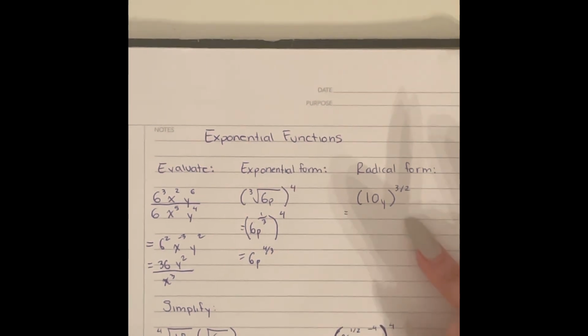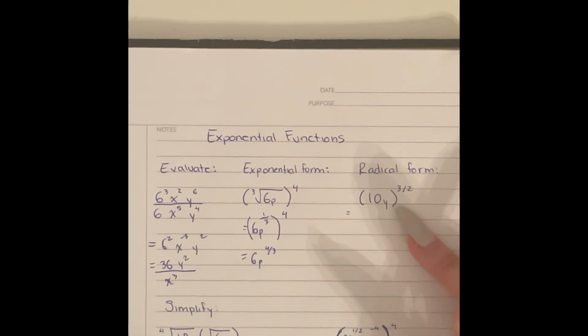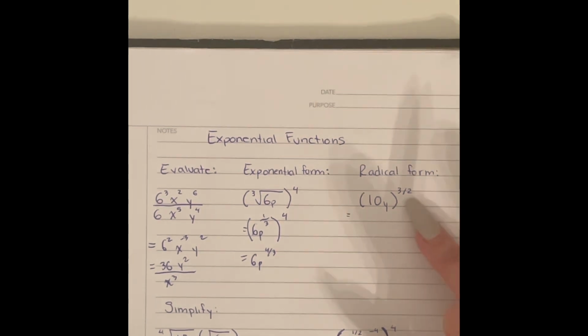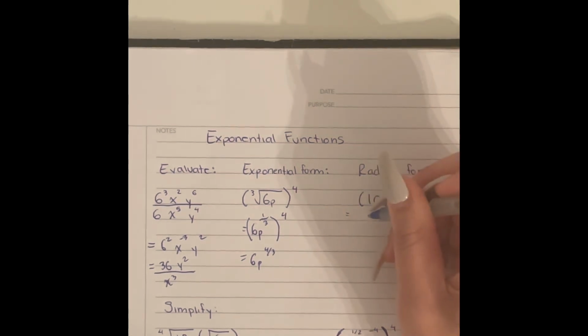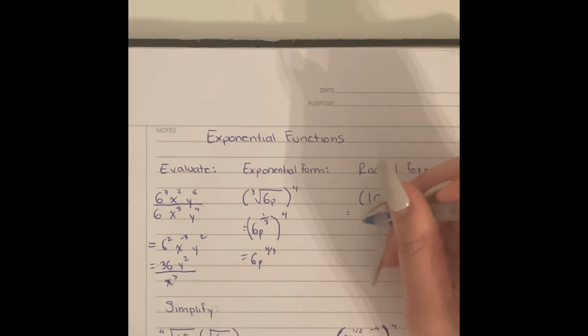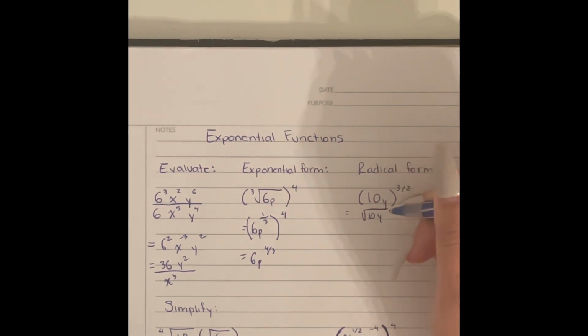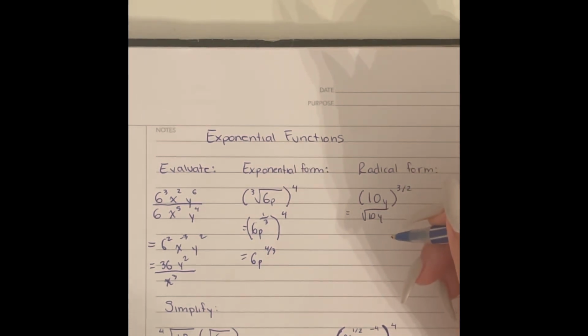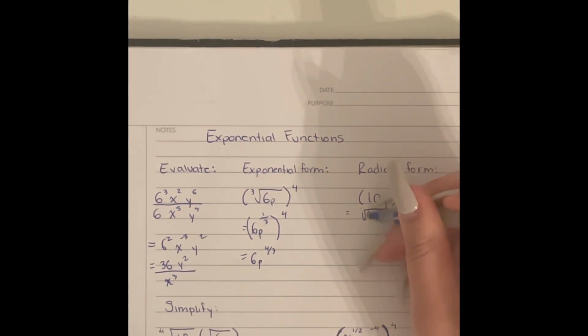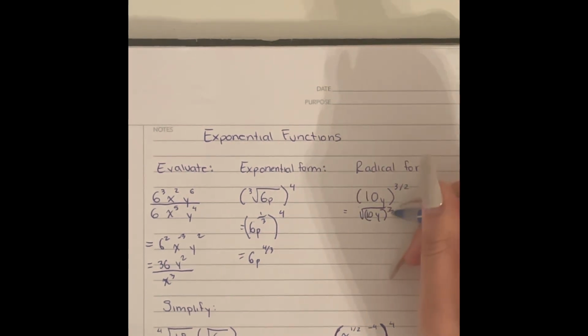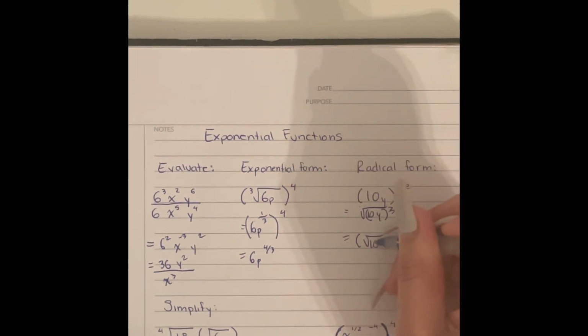And then lastly, we have this is going to be put into radical form. So for this, I have the 3 over 2 exponent here. I'm going to bring it into a radical. So it's going to be, the 2 would go here, 10y to the power of 3 is 10y to the power of 3.